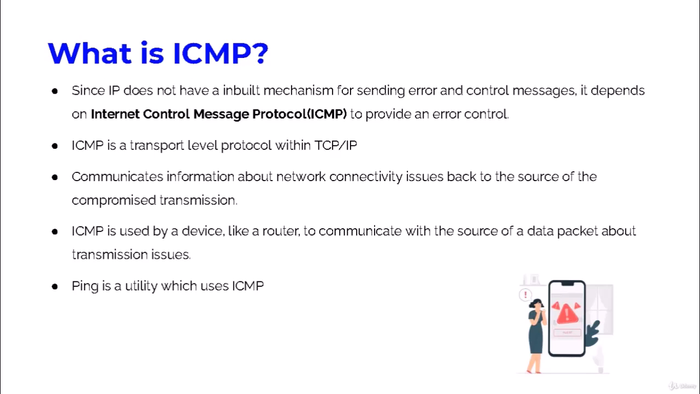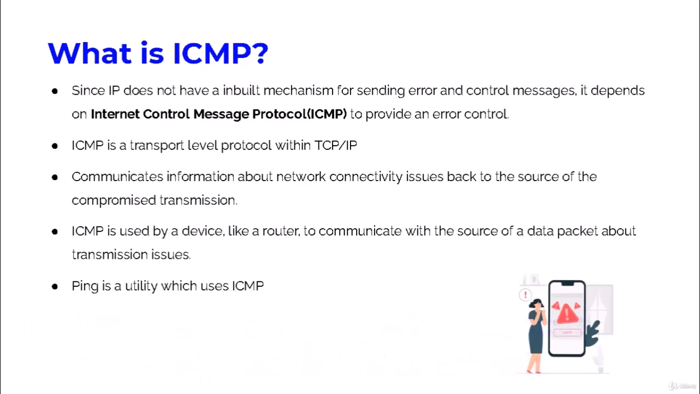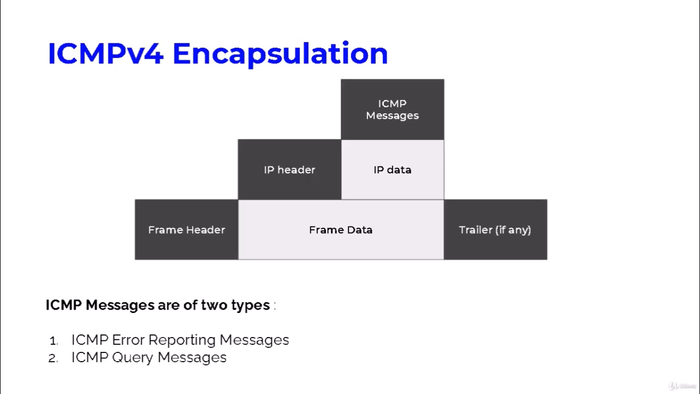ICMP does not attempt to make IP a reliable protocol. It simply attempts to report errors and provide feedback on specific conditions. ICMP messages are carried as IP packets and are therefore unreliable. So let us start with ICMP v4 encapsulation.